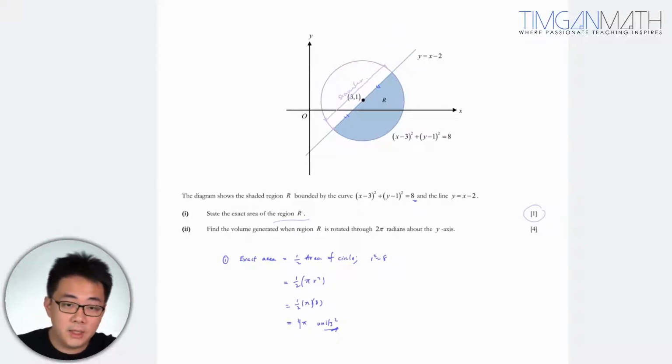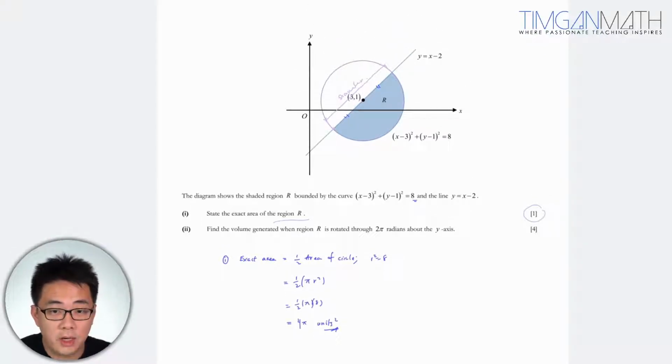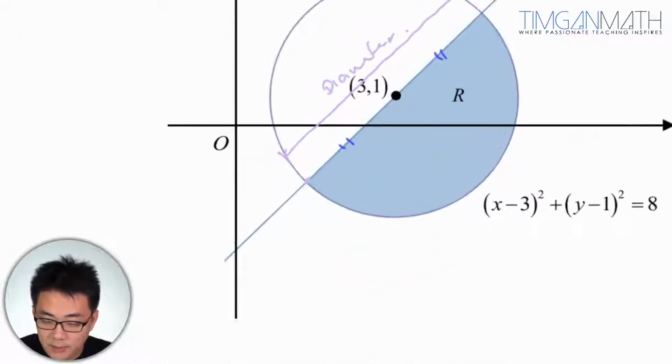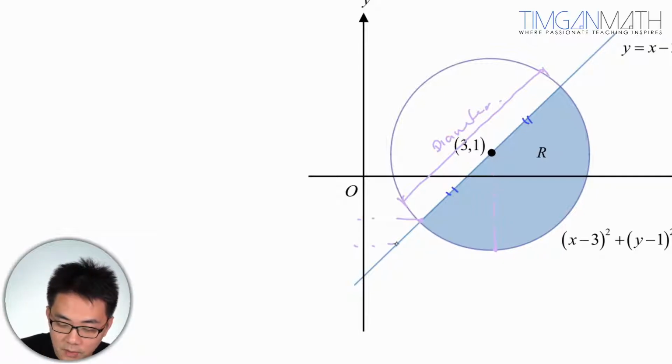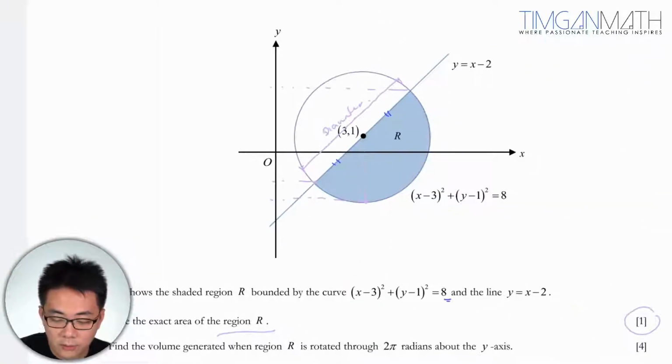Now, next part is to find the volume of region R rotated 2 pi about the y-axis. That's pretty okay. This part here, just take note. So first thing, we need to visualize how it works. This graph here, you realize that there's actually quite a few things moving. So I would just try and explain this part here. When you rotate this thing, you have to visualize how it will turn out to be.